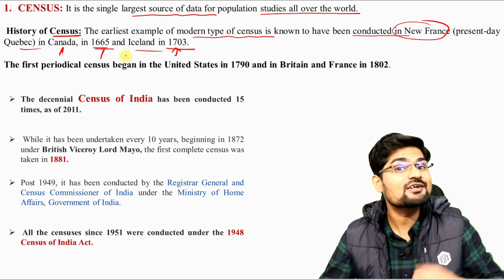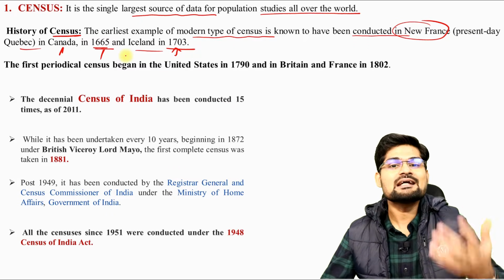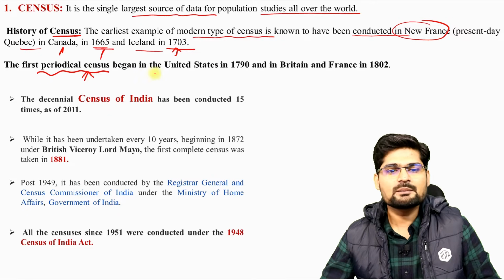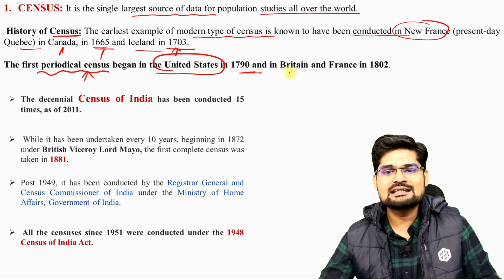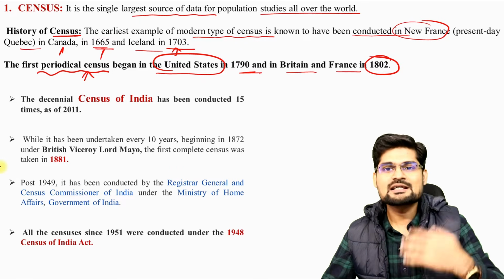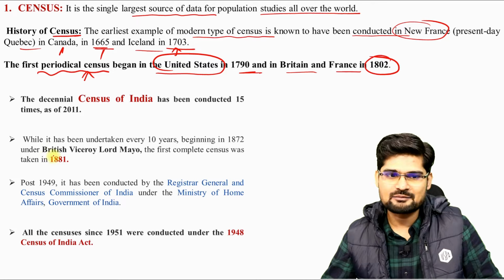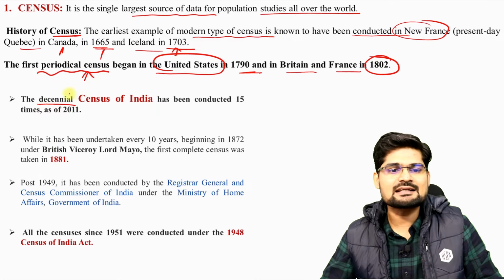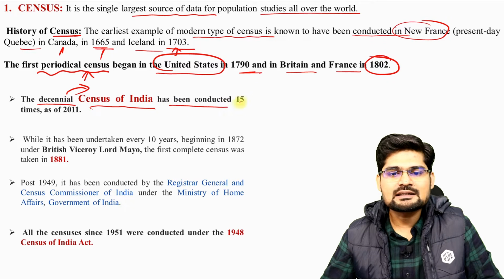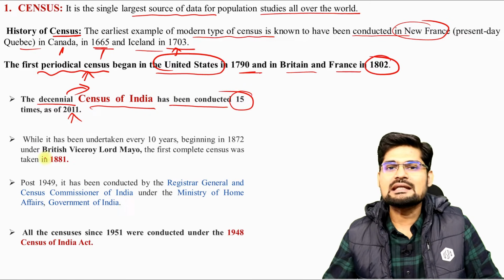This is where the beginning of the modern census comes, after the exploration age, right? The first periodical census began in the US in 1790 and in Britain and France in 1802. This is the history of the census, how this regularity in census started taking place. The decennial census, that is every 10 years, that is the Census of India, has been conducted 15 times by 2011 already.